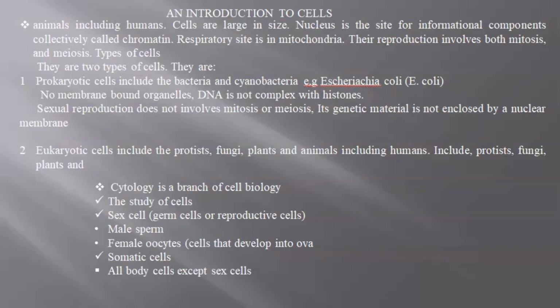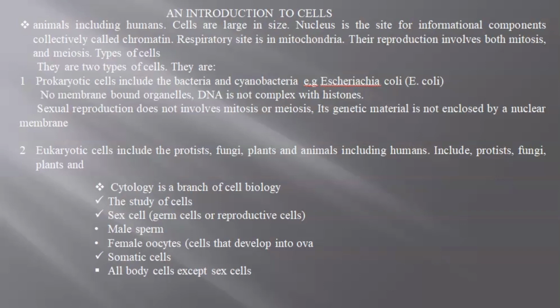There are 2 types of cells. One, the prokaryotic cell, which includes bacteria and cyanobacteria. A good example of bacteria is Escherichia coli. And a good example of the cyanobacteria is blue-green algae. You all know stagnant water or a pond. What normally forms on top is what we refer to as what? Blue-green algae is a good example of the cyanobacteria.